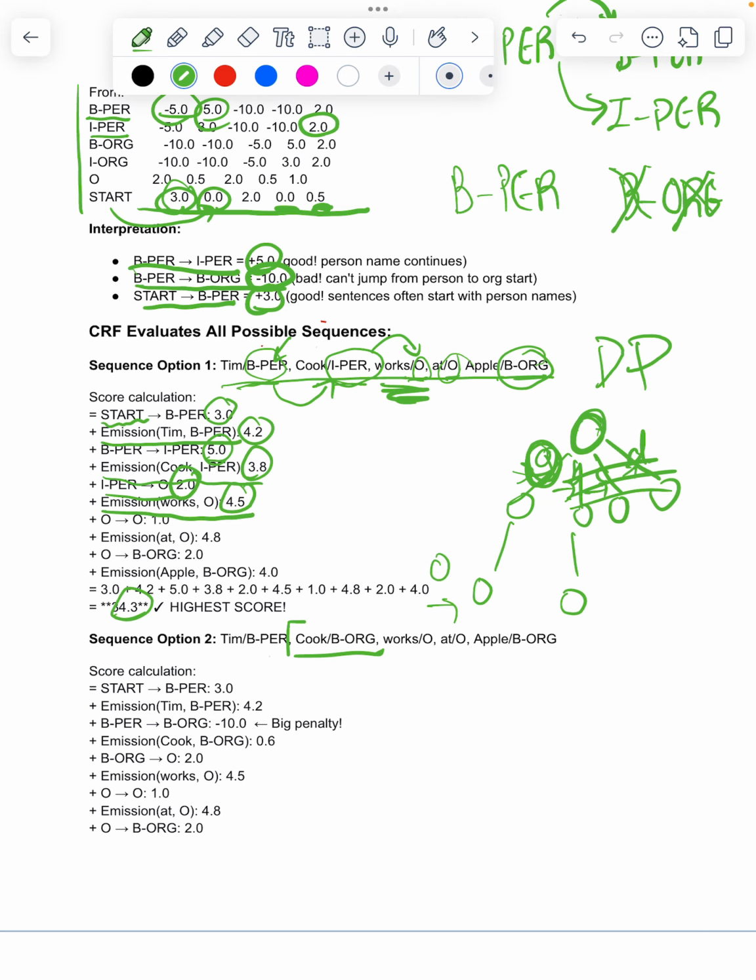And then I have a second example, and the only difference is this one. Cook's has a label B-ORG, and like I think I said this before, if you have B-PER and then another B tag, that makes no sense. So a properly trained model would punish this. So here this would be -10, a big penalty.